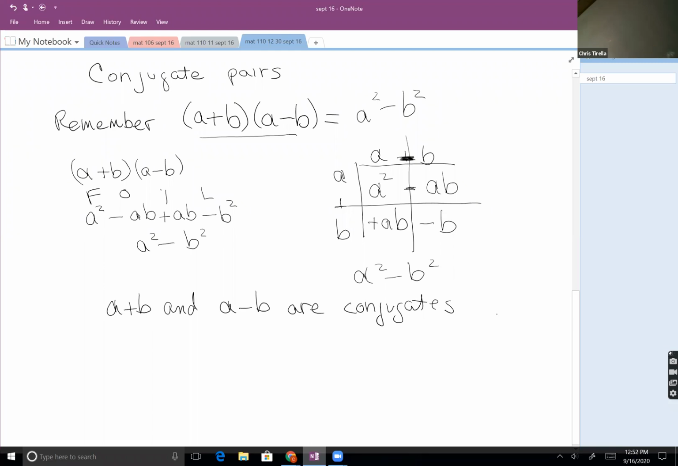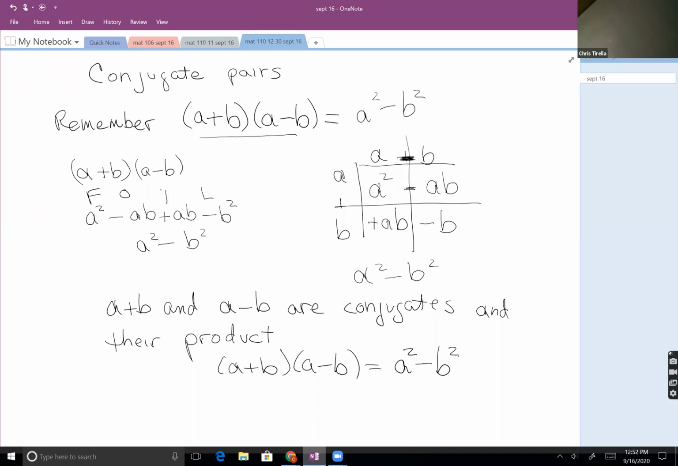And their product: if I take a plus b times a minus b, that will always multiply to the first one squared minus the second one squared. Does that look slightly familiar? The product of the sum and difference gives us the difference of the squares.